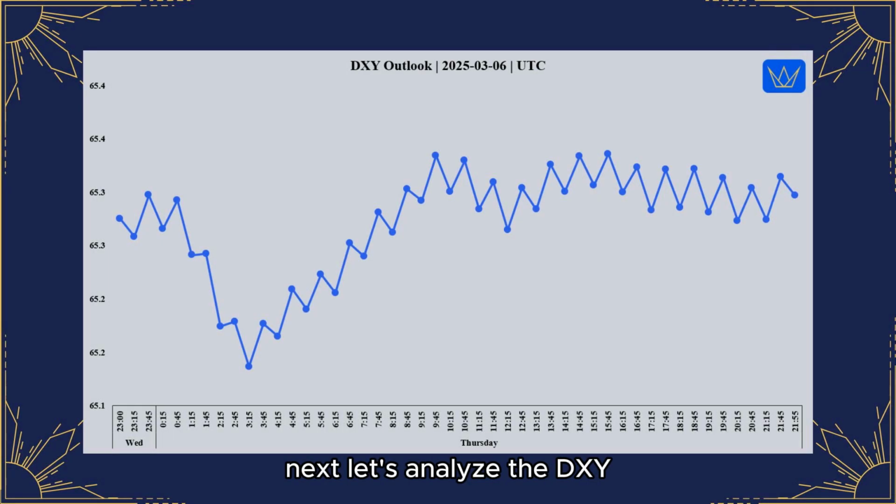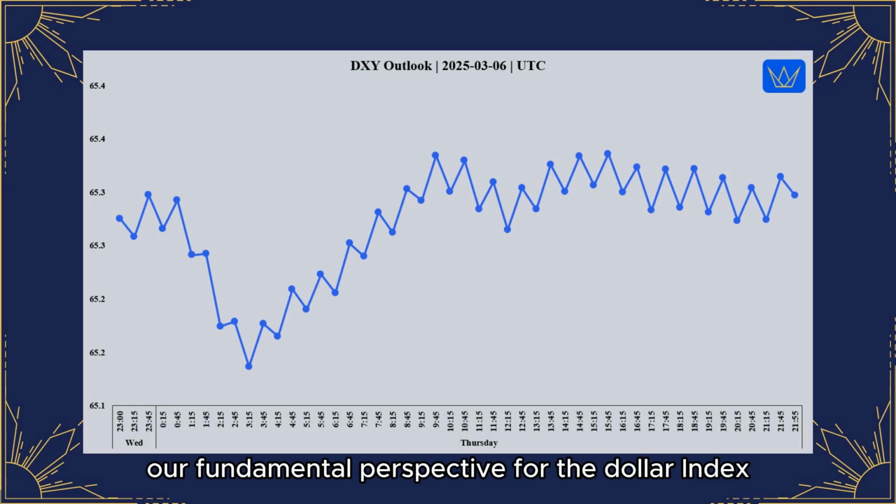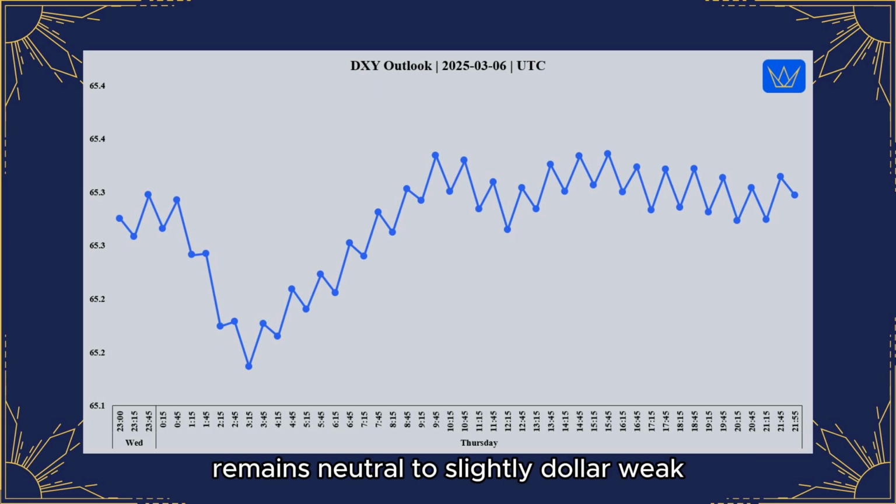Next, let's analyze the DXY, the US dollar index. Our fundamental perspective for the dollar index remains neutral to slightly dollar weak. When we analyze the Thursday, March 6th, 2025 mass pressure, specifically for the DXY, we note a significant shift in scale compared to Wednesday. Mass pressure values are now consistently in the 65 range.